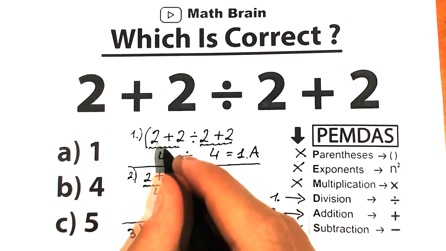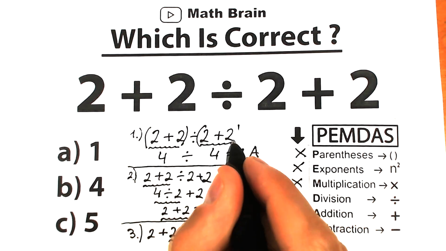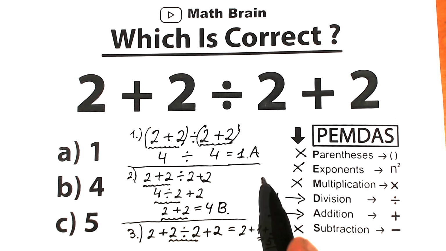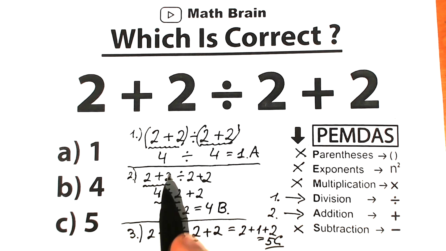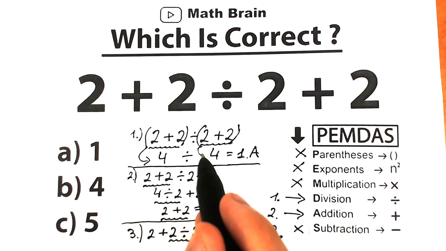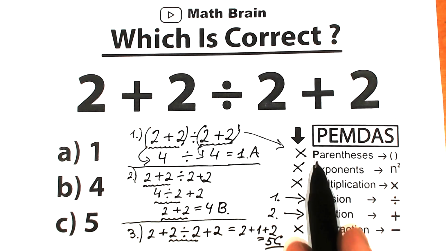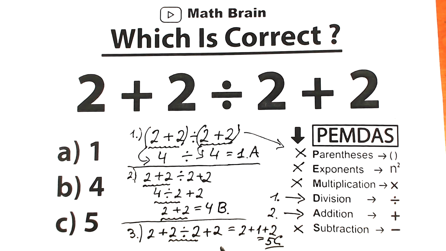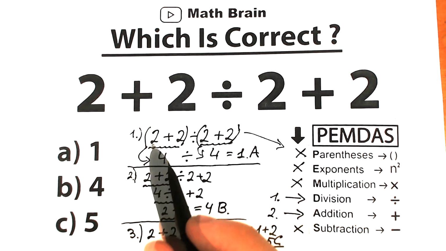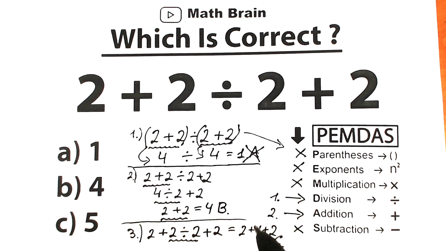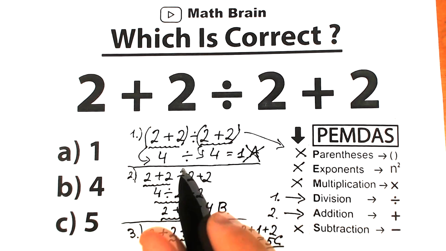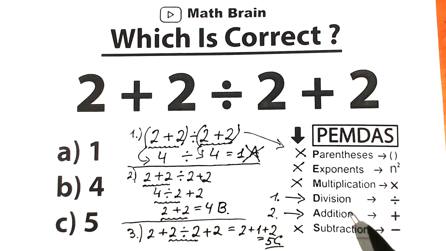If you write brackets right here, then this is a correct solution, because then addition will have a higher priority than division, because addition is inside parentheses, which is our first step. So parentheses is our first step and has the highest priority. With parentheses, this is a great solution. In our case, we don't have parentheses, so forget about this solution. This is a very bad solution. With parentheses, okay. Without parentheses, forget about this solution.